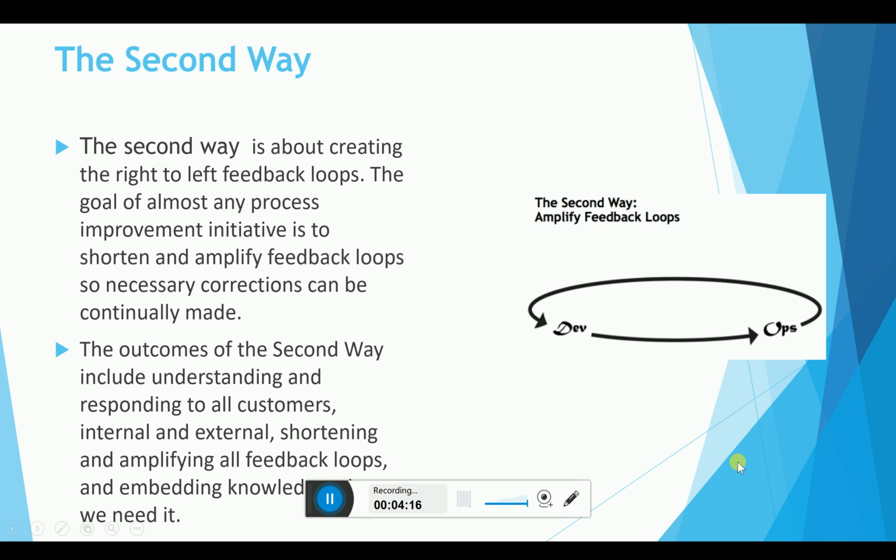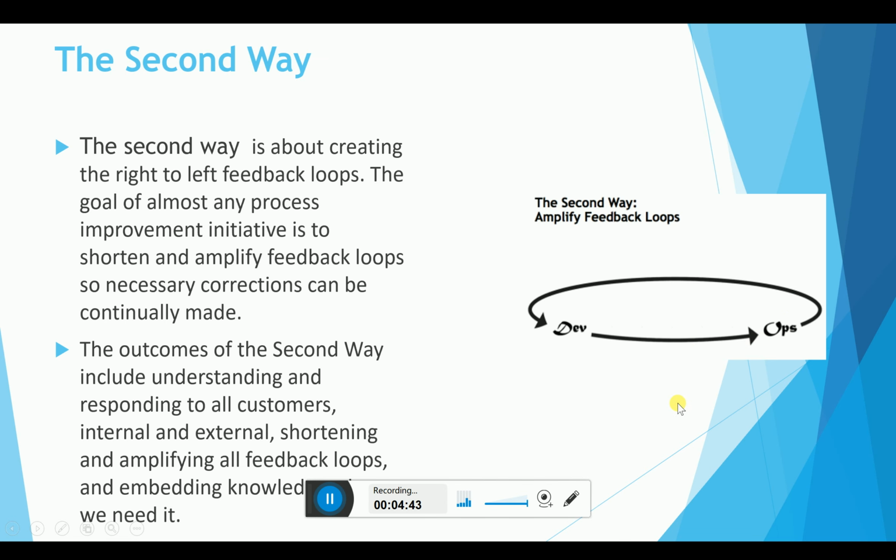Then the second way is about creating right-to-left feedback loops. We introduce some feedback into it. So we deliver our product to these guys, and instead of just saying here you go, take it or leave it, they give feedback, and then we release a new product or update with the feedback, and so forth. It's kind of like that cycle.